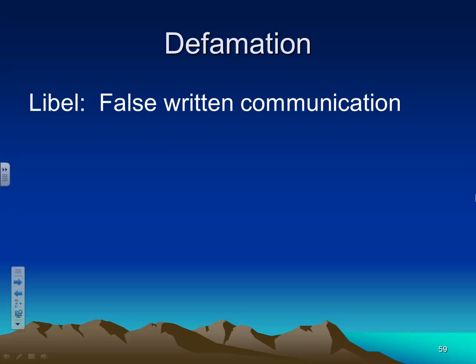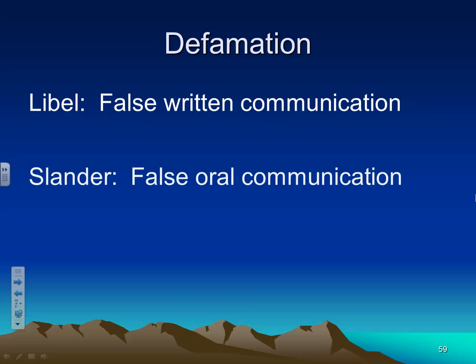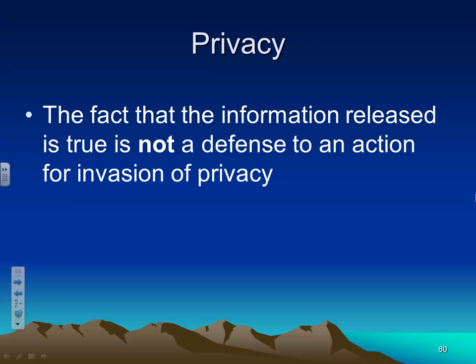Libel is false written communication. Slander is false oral communication. Privacy, here's where you get an invasion of privacy. If you divulge information about somebody, whether it's true or not true, even if it's true, you can't divulge that information if it defames them in any way. You know, they can win a defamation lawsuit.